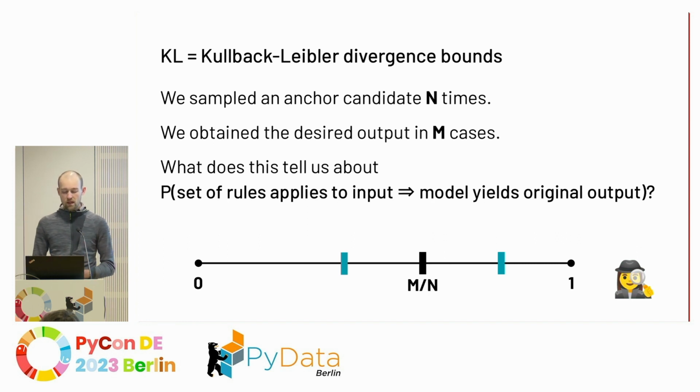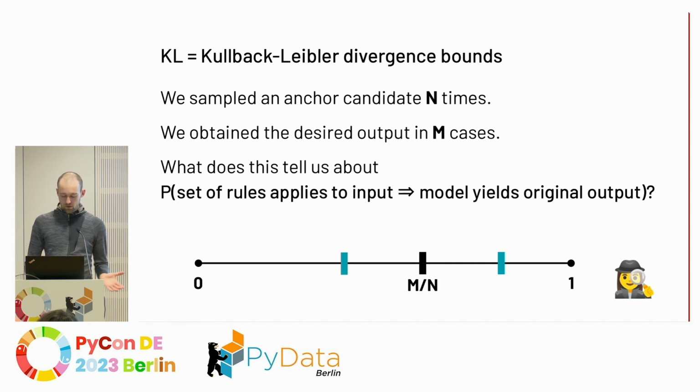And so using these divergence bounds, we can calculate a lower and an upper bound on that probability. So we will figure out what's the lowest true probability and the highest true probability that is compatible with the observation that we've had. And roughly speaking, the more times we try, the more it shrinks. So if we tried 100 times, then we will be pretty close to the actual true probability.